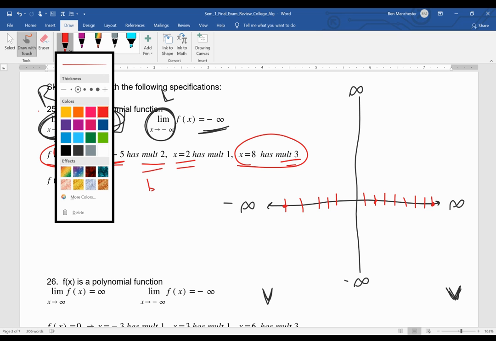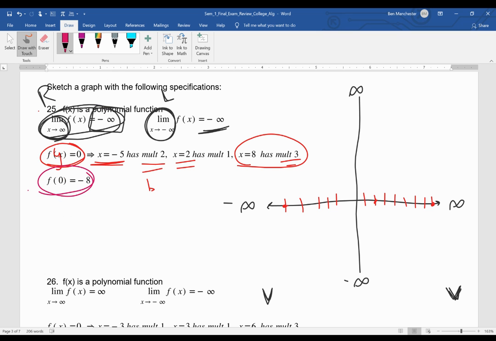And then the next one tells you where it crosses the y-axis. When x is 0, y is negative 8. So we come down here and we put a negative 8 there. And now we can sketch it.